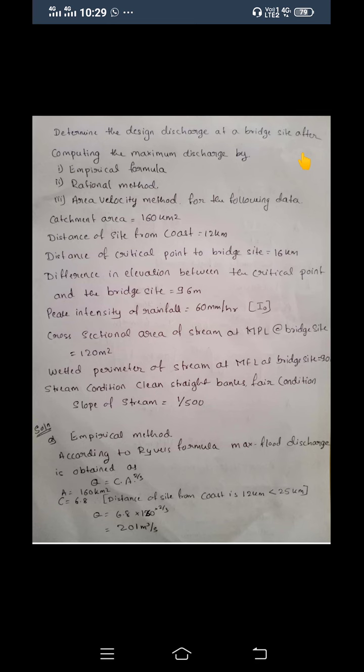Okay, we'll take one problem here: determine the design discharge at a bridge site after computing the maximum discharge by the empirical formula, second by the rational method, and by the area velocity method, with the following given data. So we need to find the design discharge at the bridge site with these three methods, and afterwards find which one is the maximum discharge, that is called the design discharge.